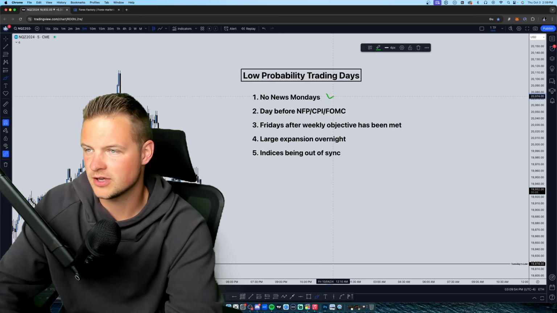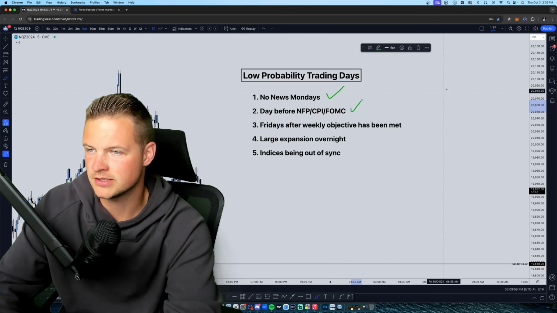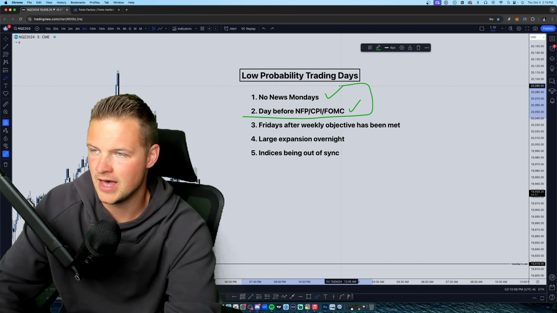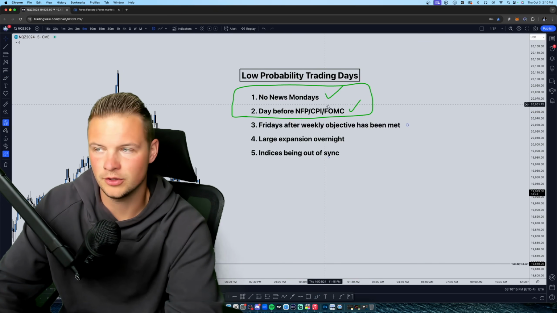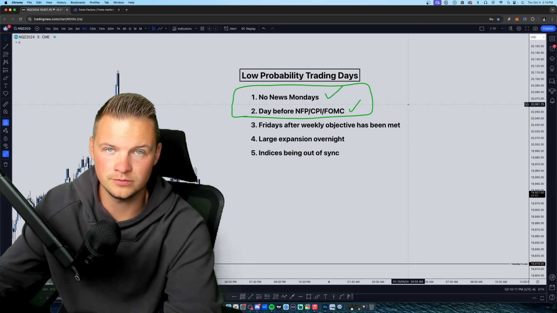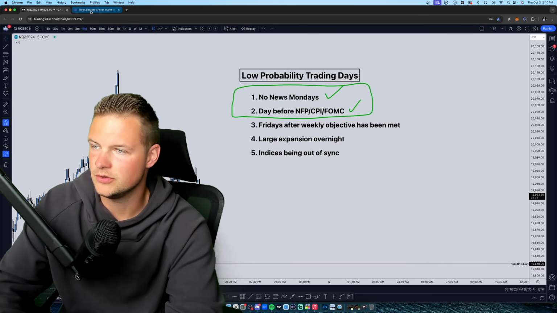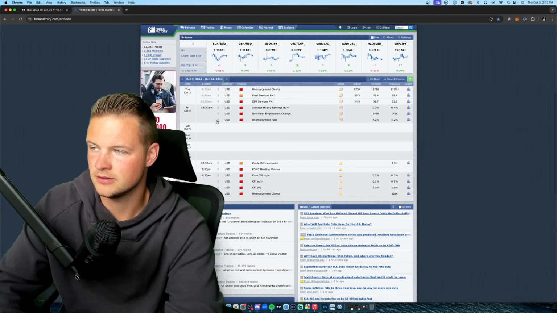So boys and girls, looking at this list, you have 2 days where you can anticipate ahead of time a lower probability condition. So you can look at Forex Factory or wherever you look to get your news data, and you can see when you have a no news Monday.